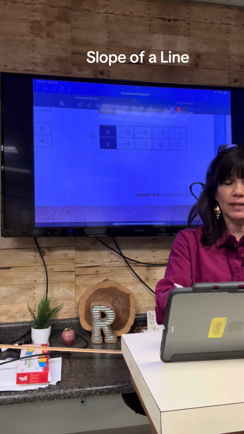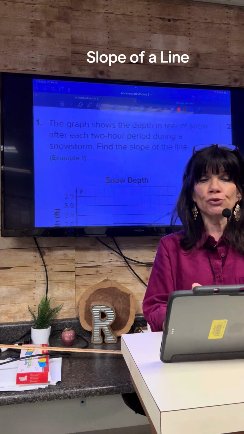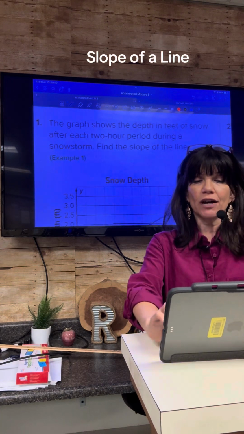369 is the page for this item. Number 1. The graph shows the depth in feet of snow after each 2-hour period during a snowstorm. Find the slope of the line.